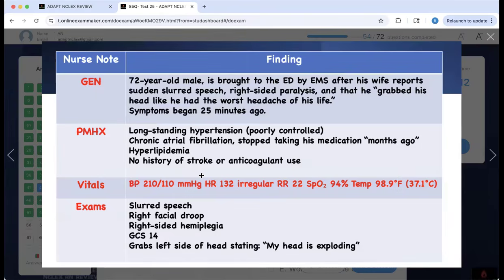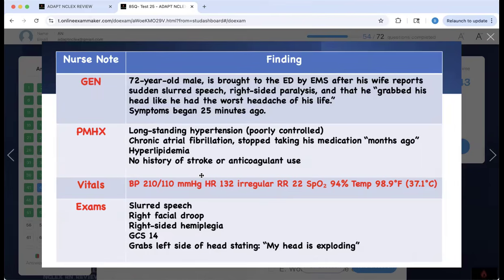Next Generation NCLEX. A 72-year-old male is brought into the emergency room by EMS after the wife reports what? Slurred speech, number one. Right-sided paralysis. The body is paralyzed. And she said he grabbed his head like he had the worst headache of his life. What kind of headache is that? Symptoms began 25 minutes ago. Is he bleeding? Long-standing hypertension, poorly controlled. He has AFib. He stopped taking his medication a month ago.